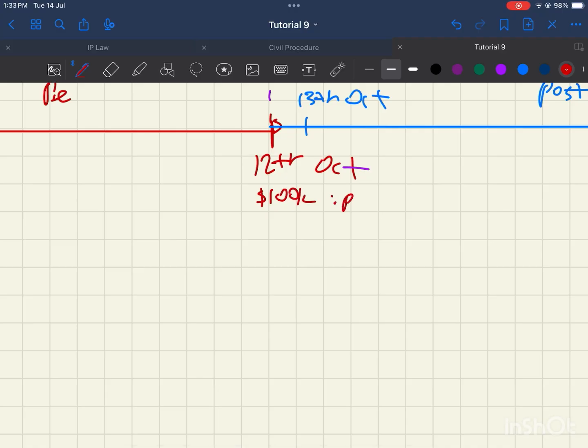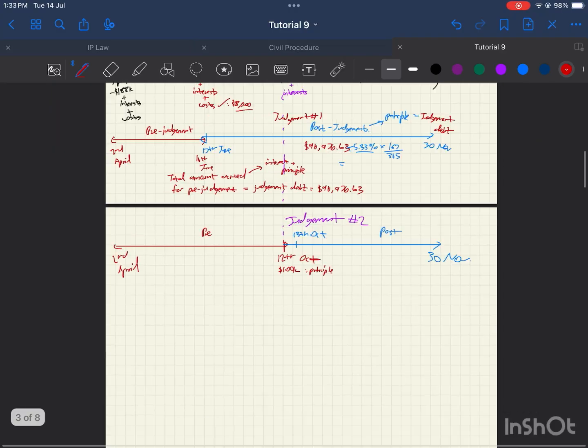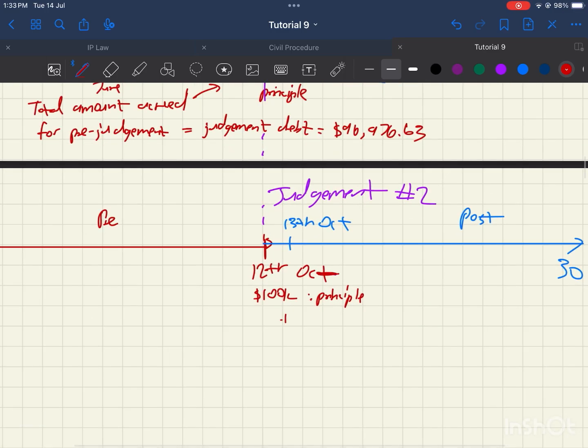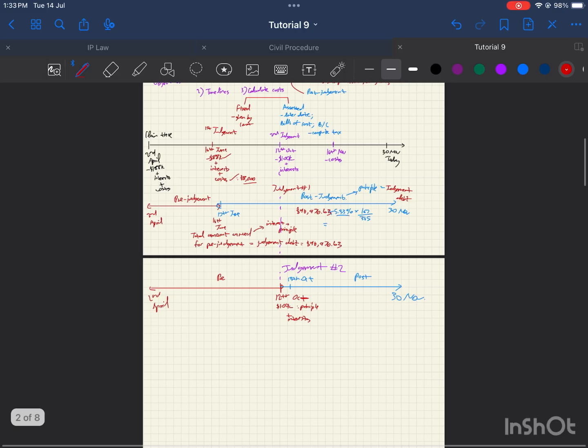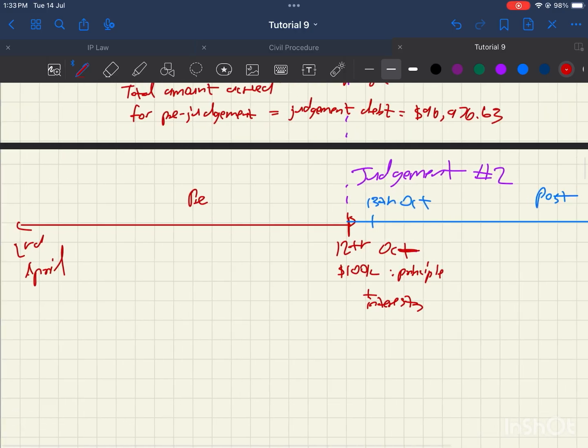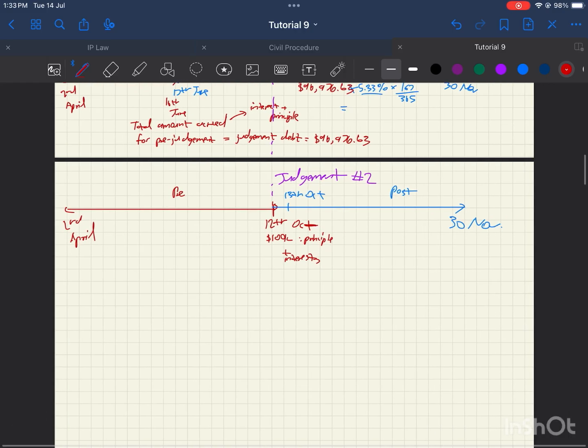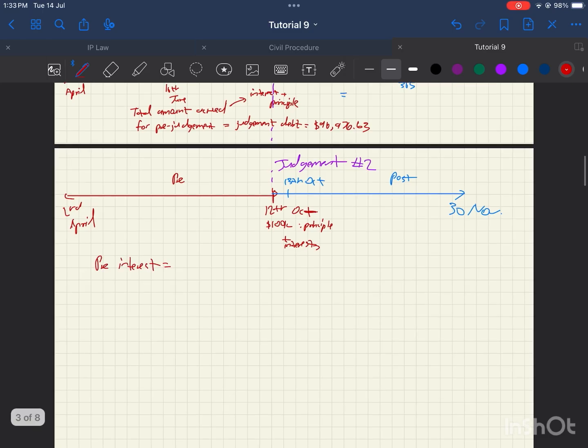And remember, you only got to calculate the principal and the interest because the cost is given at another date. And we'll deal with that later on. So how do you deal with pre-interest, right? So pre-interest equals days over 365 times 5.33%, which is 5.33 over 100 times 100K.